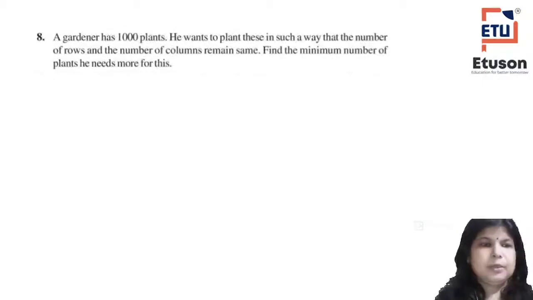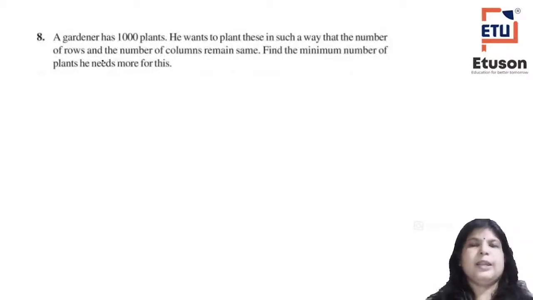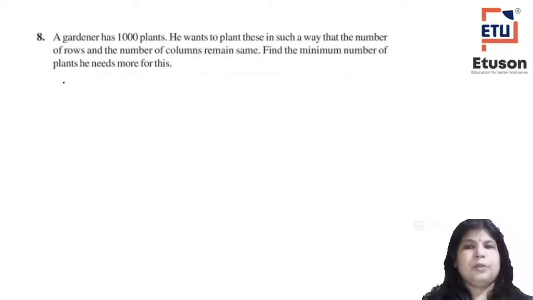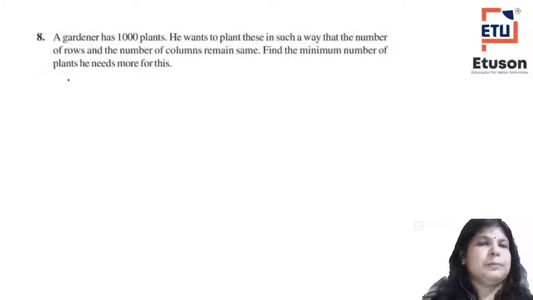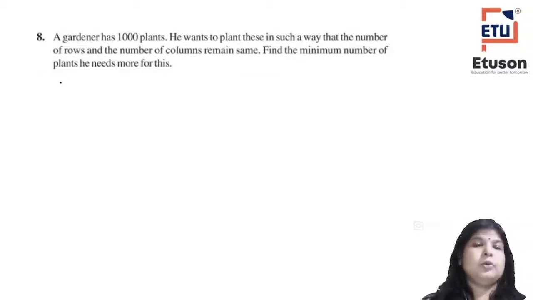Now let us go to the next problem. Question number 8. A gardener has 1,000 plants. He wants to plant this in such a way that the number of rows and the number of columns remain the same. Find the minimum number of plants he needs more for this.